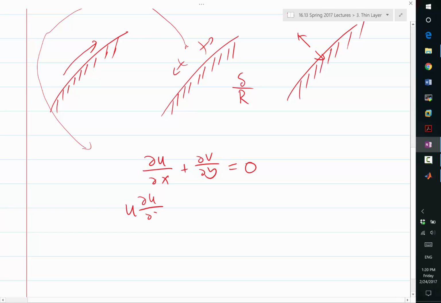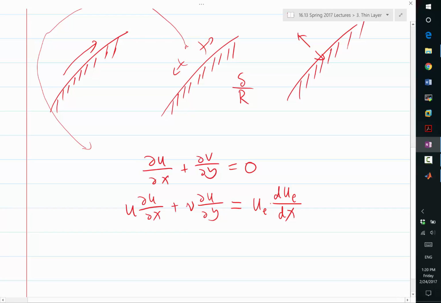And then the momentum equation looks normal: u times du dx plus v times du dy. That's equal to the pressure term, which through the outer layer of the boundary layer, in which viscous effect is negligible, can be written as UE times dUE dx.